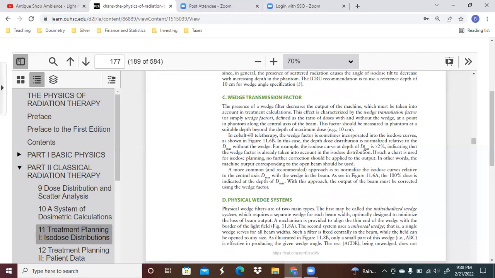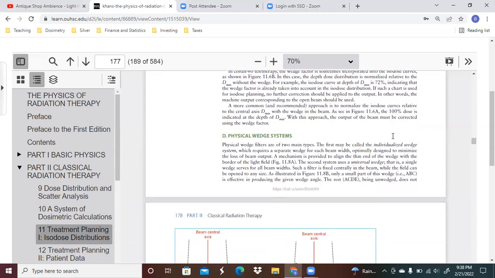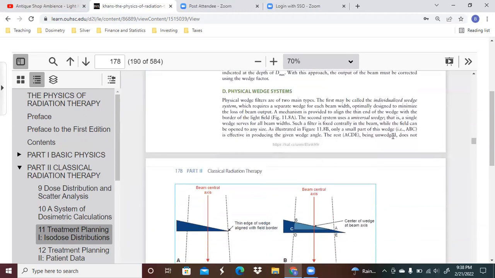Now, there are going to be wedge factors that go along with this. Remember what I said about increasing the number of monitor units? Well, this plays into that. The increase in the number of monitor units comes from the fact that your wedge is going to decrease the amount of radiation that actually goes through in a particular point. It's going to alter it as to what it would be if it weren't there. So that's going to be another thing that we will look at.